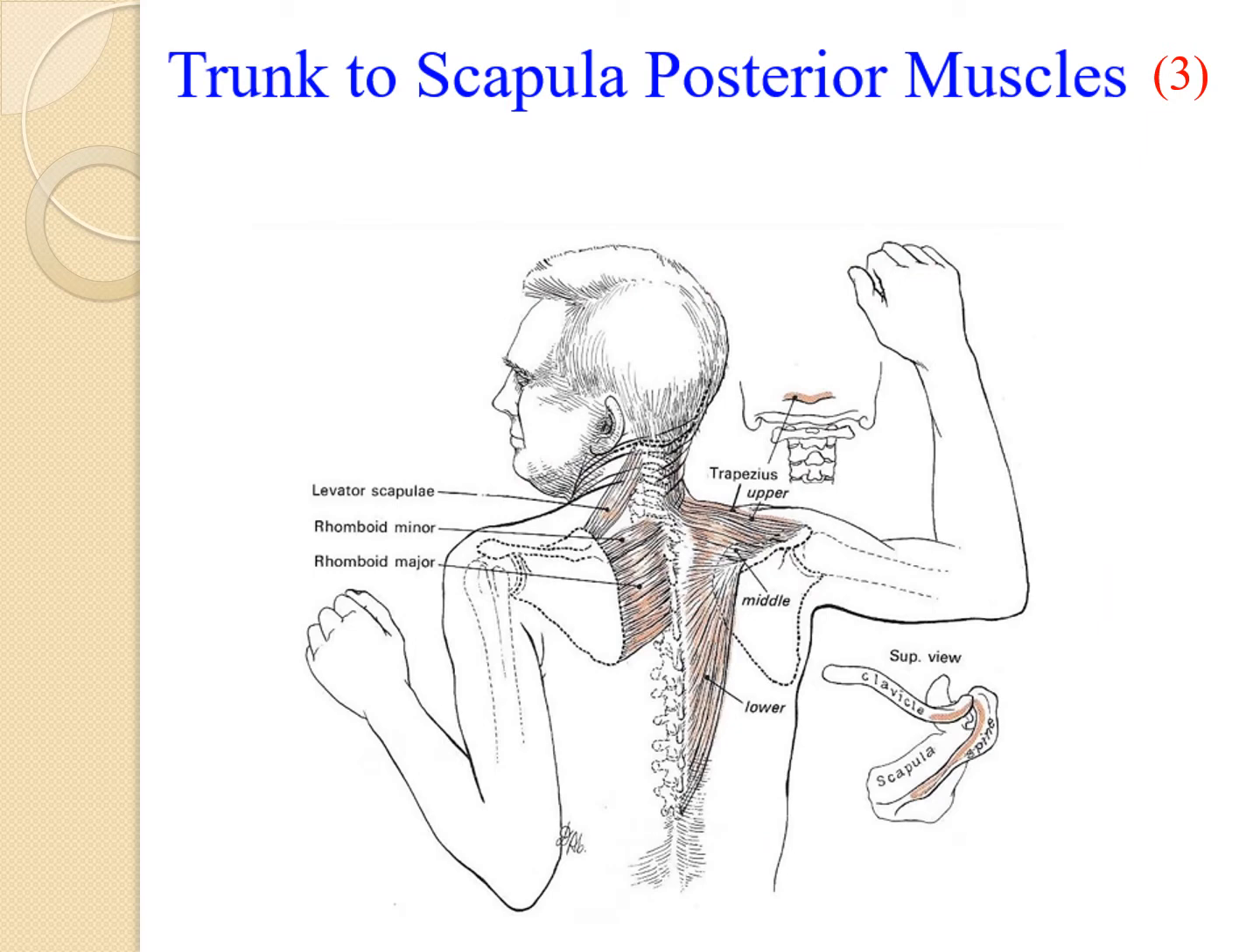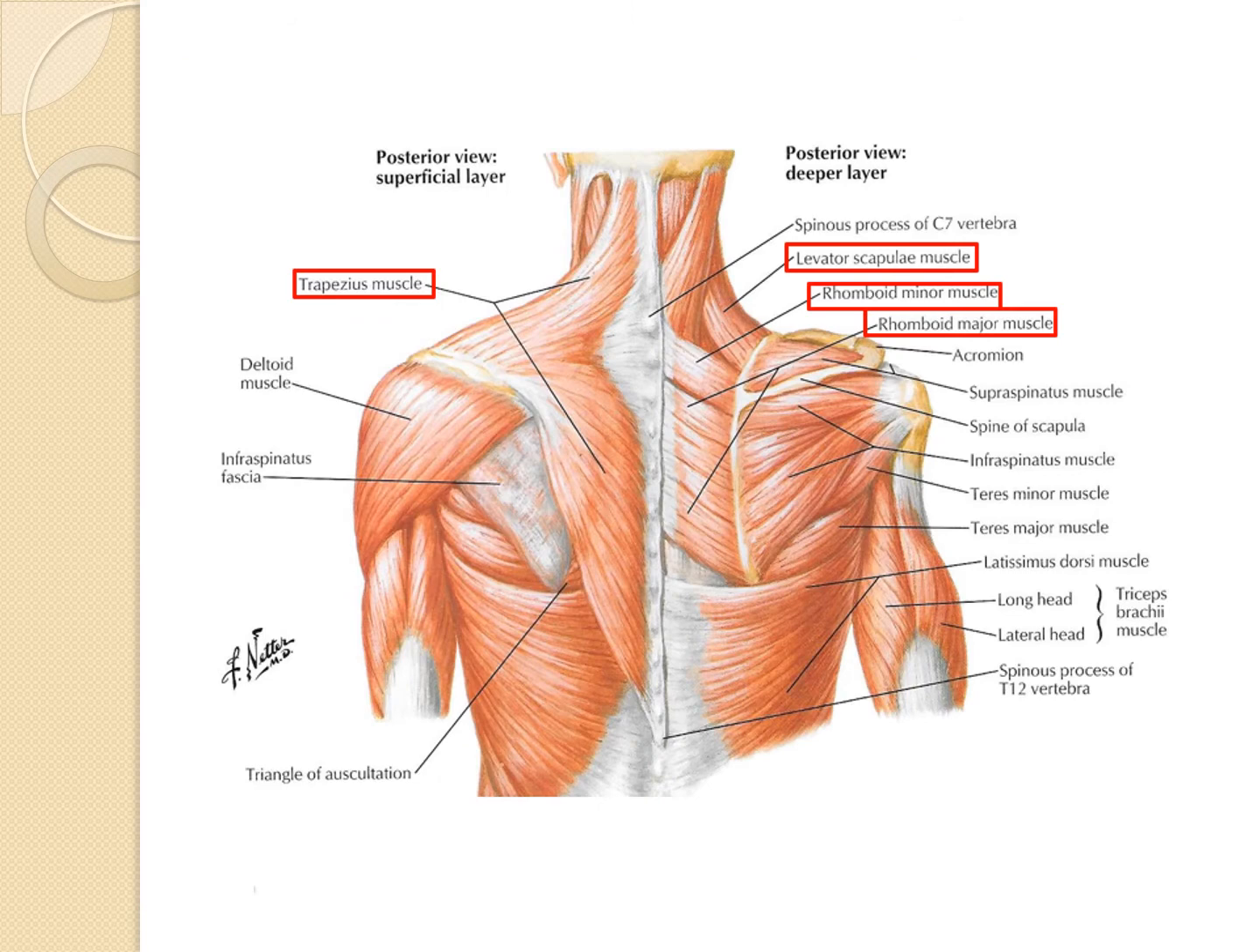3 of the 5 muscles that attach from the trunk to the scapula are on the posterior of the body and are shown here. These 3 posterior muscles attaching from the trunk to the scapula are better shown in this graphic.